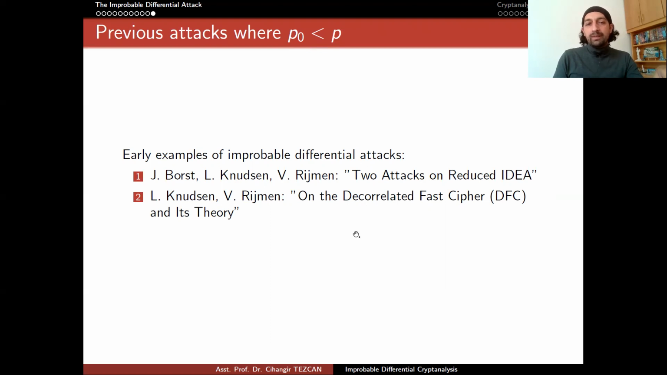But other than that, in the literature, before I introduced the improbable differential cryptanalysis technique, I observed 2 papers where people perform some attacks using the fact that the distinguisher they obtain is less probable for a random permutation. So these might be considered as the early examples of improbable differential cryptanalysis.